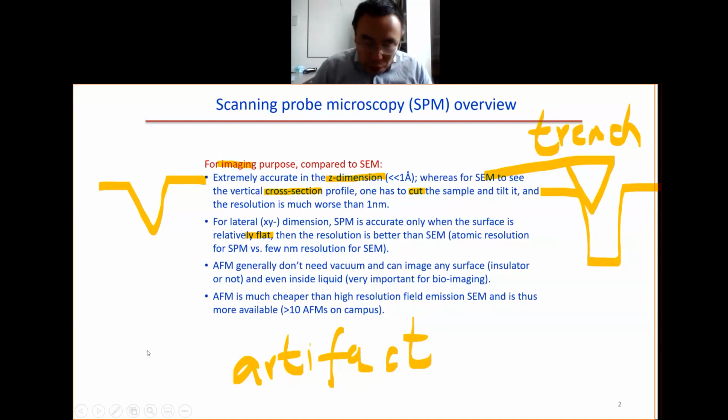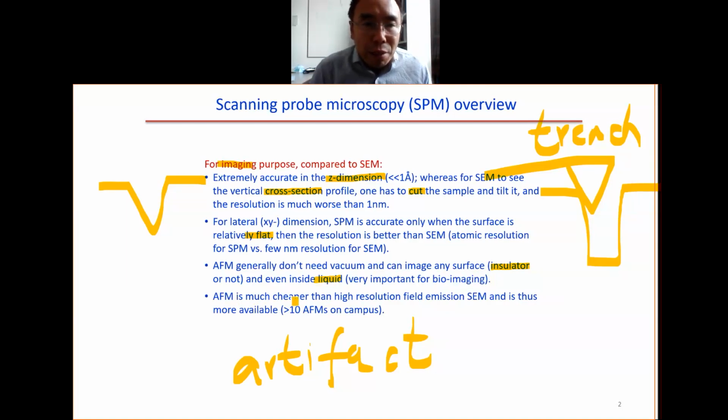For the AFM, we do not need a vacuum, and we can even do the imaging in the liquid. We do not need the sample surface to be conducting, so we can image insulating material. As a result, this is also very popular for the imaging of biological materials. Imaging in the liquid is very important for biological materials.